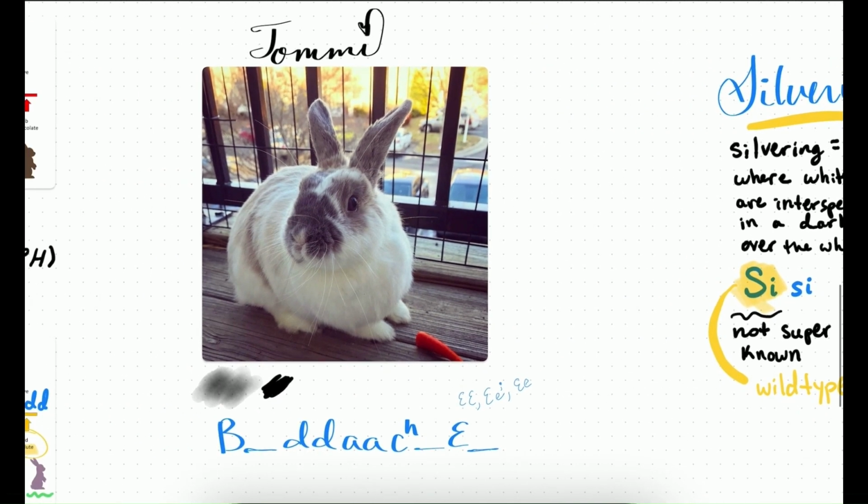Looking back at Tommy for spotting and silvering, since Tommy is mostly white with color on her extremities, such as her nose and ears, she's likely big En, little en for the spotting pattern. And since she does not show any silvering, she would likely be big Si, big Si.